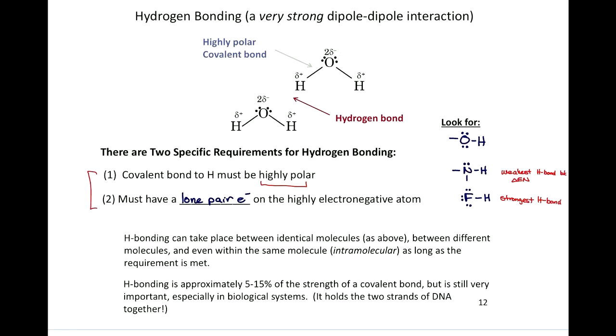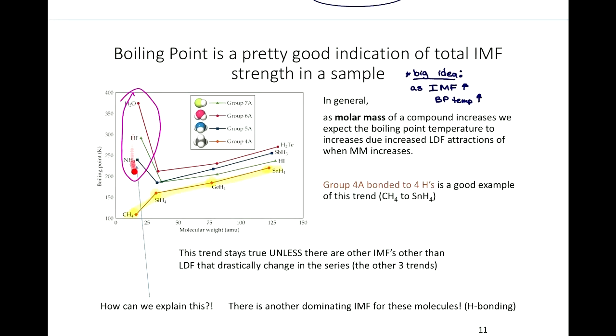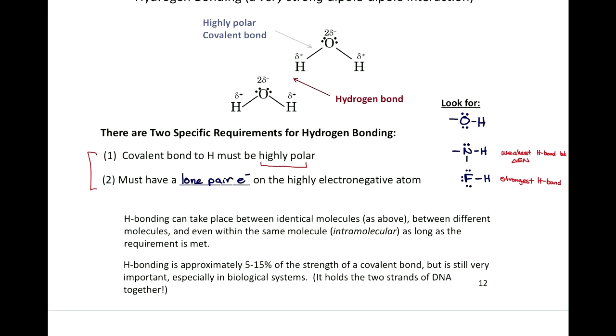So that is what explains that weirdness. Up here, hydrogen bonding is going on, and that is what is producing these abnormally high boiling points for these low molecular weight compounds. So highly polar atoms: oxygen, nitrogen, fluorine. The second criterion is that there has to be a lone pair of electrons on that electronegative atom. So you want to see an oxygen with a lone pair, a nitrogen with a lone pair, or a fluorine with a lone pair. These types of groups are what you're looking for.